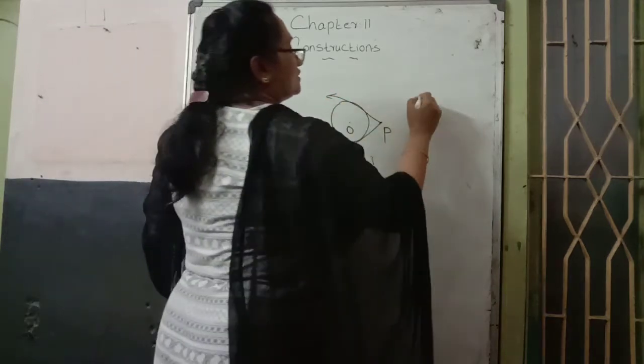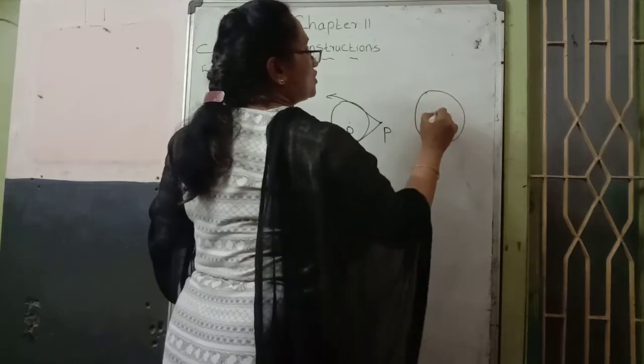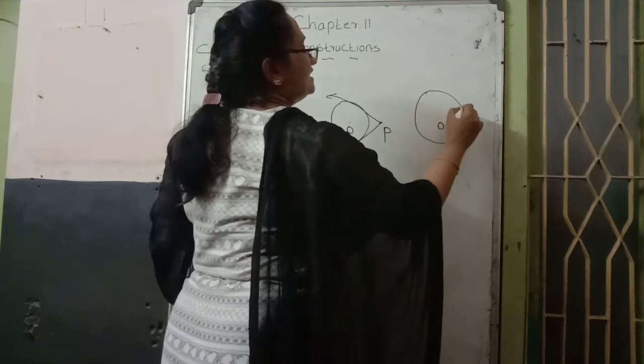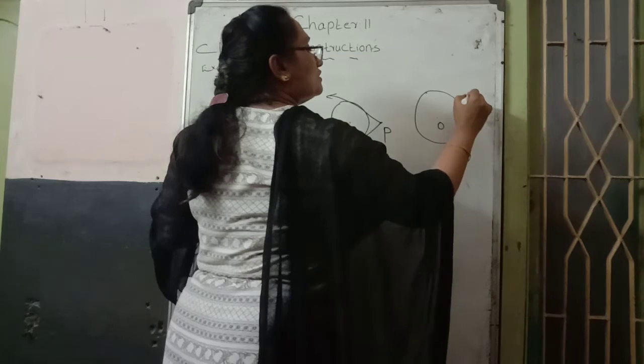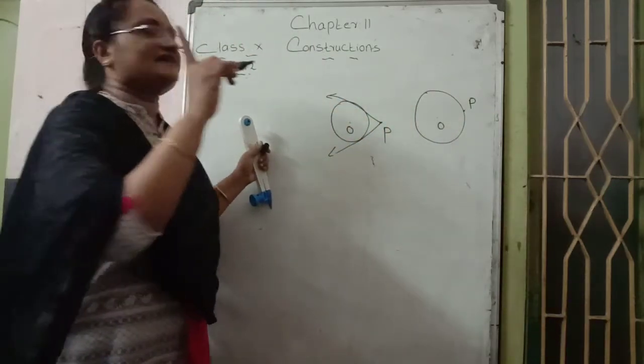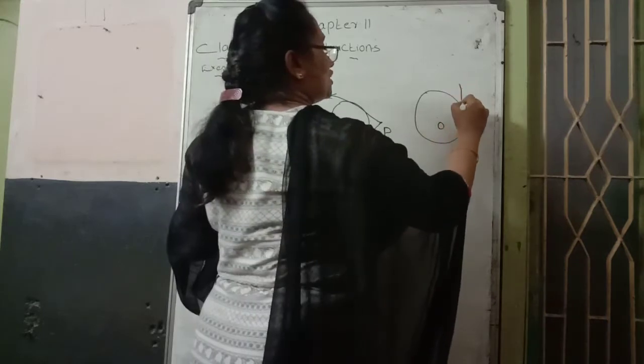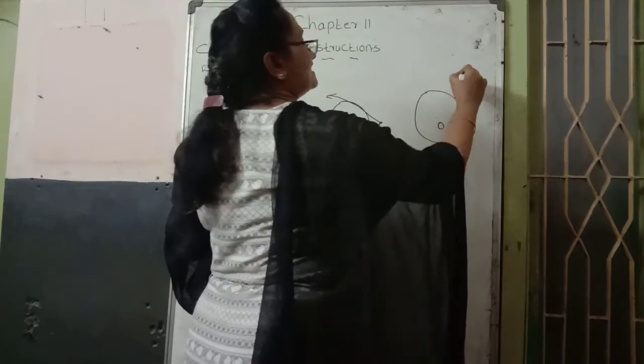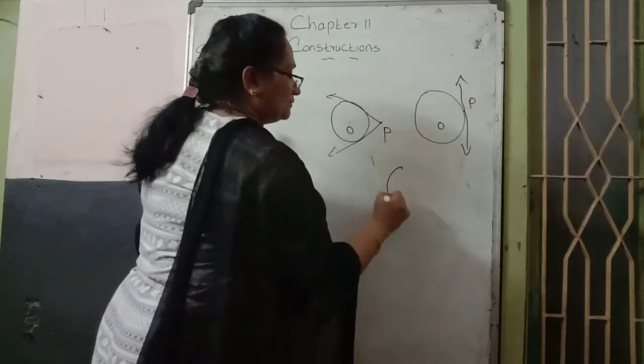Next, one point is there. O is the center of the circle. P is a point on the circle. How many tangents can be drawn? One tangent. We can draw one tangent only.